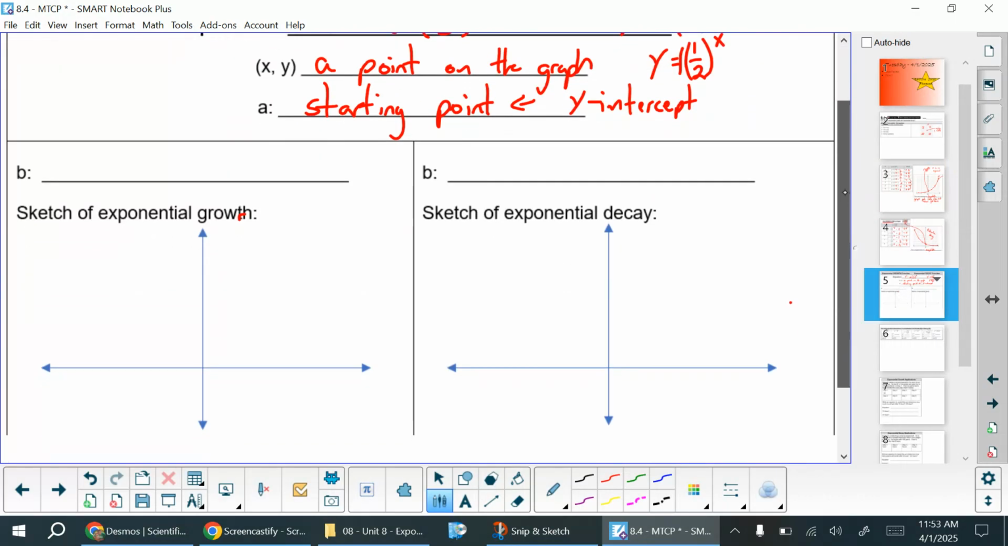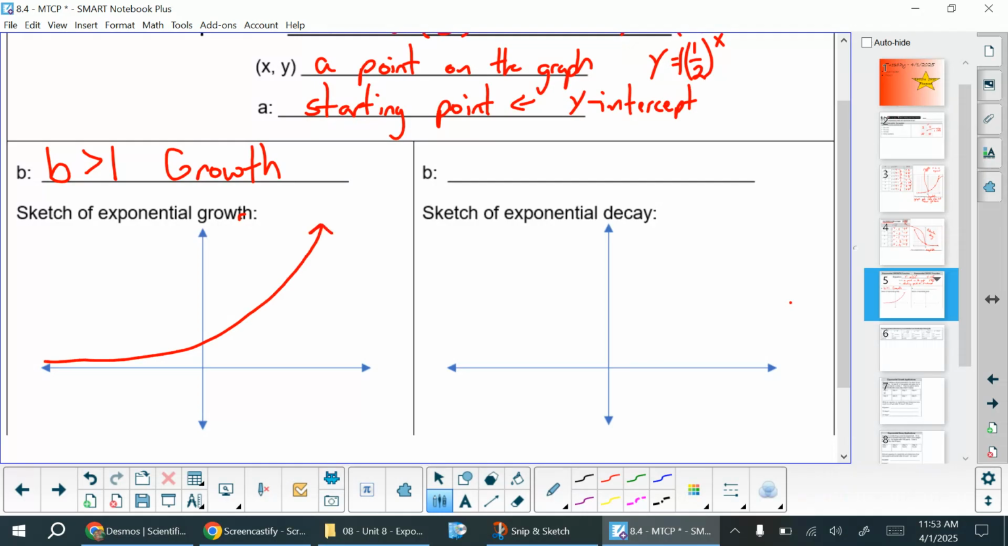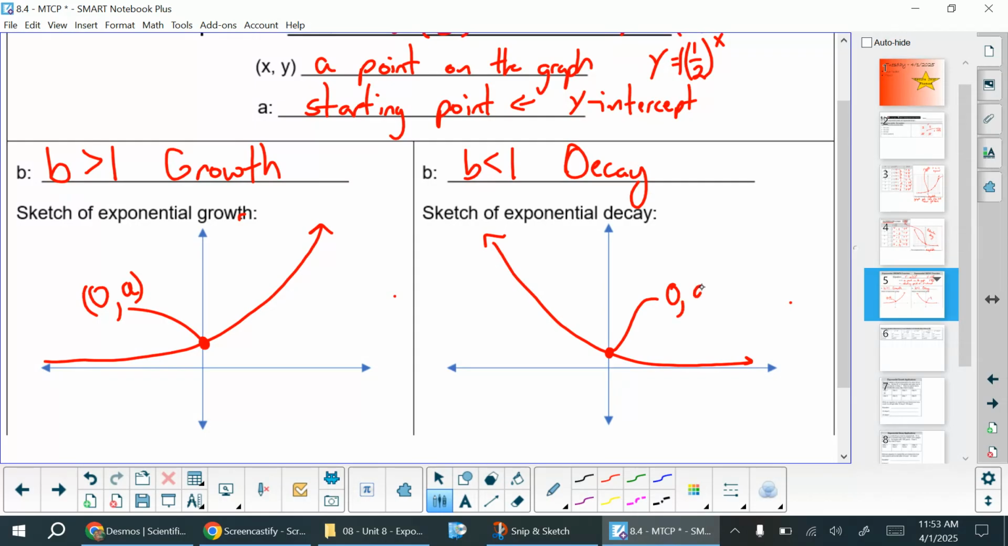And then we've got b, and b kind of gets split up into 2 categories. b is what we call a growth or decay factor. So when b is greater than 1, we have what's called exponential growth, and the graph goes up from left to right. Either way, that point, by the way, is 0, comma a. And when b is less than 1, we have exponential decay. And it looks something like that. Never actually gets to 0. But we still have that point 0, comma a.